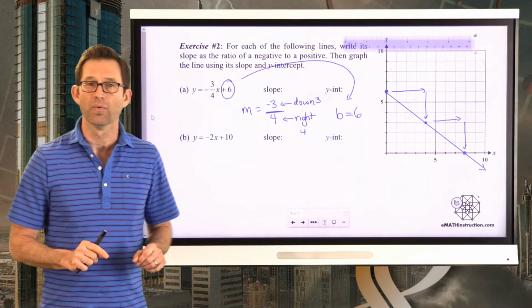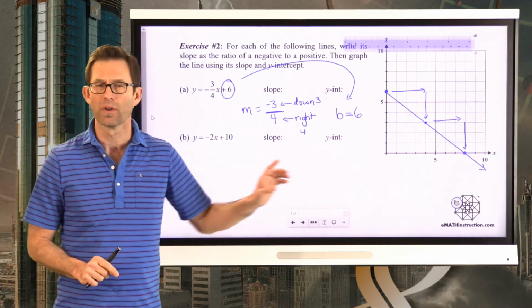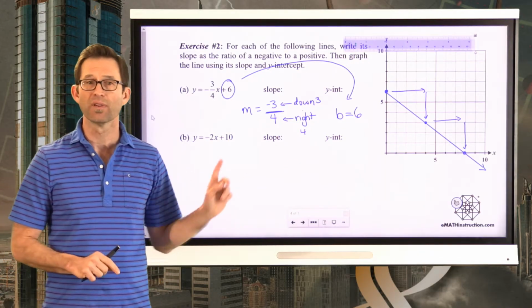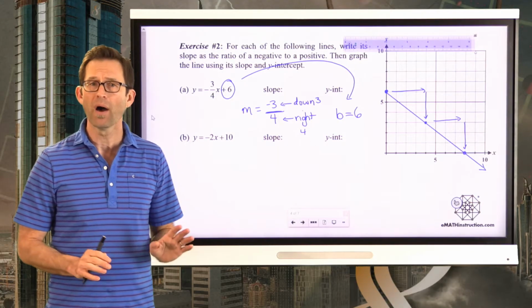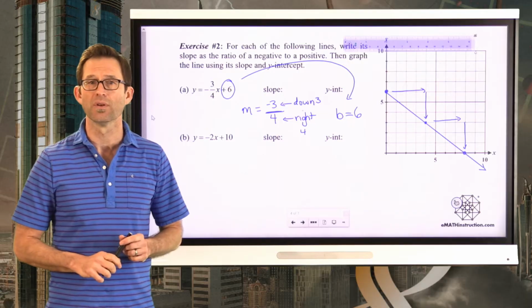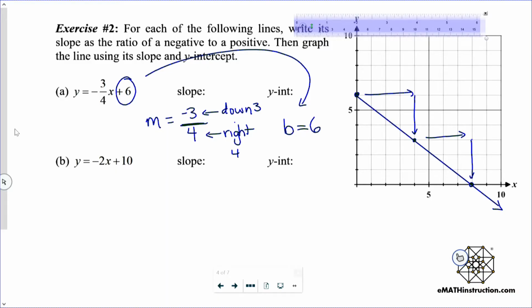Now, let's take a look at letter B. Actually, what I'd like you to do now is try to do letter B on your own. We've done quite a bit of graphing of lines, even lines that have y-intercepts. Granted, this is the first time we've had negative slopes, but take a shot at it. See what you can do.